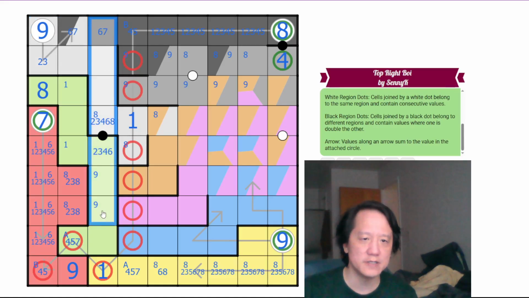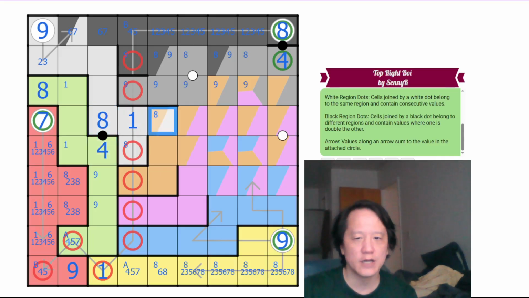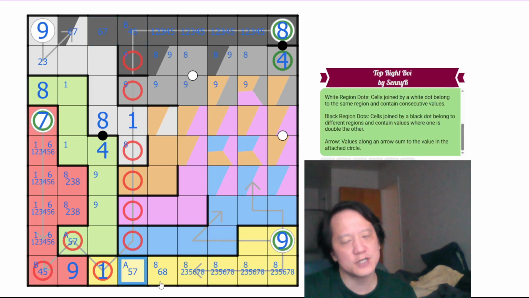Where is 8 in column 3? Can't be in the green region. This is 1. Can't be in any of these cells because we have a guaranteed 8 here and an 8 here. And this can't be 8 because of 8 in the row. So 8 has to be here. So this is 8, which makes that 4. Now that's interesting. That means there's no more 4 in the A region. So this is 5 or 7 no matter what.